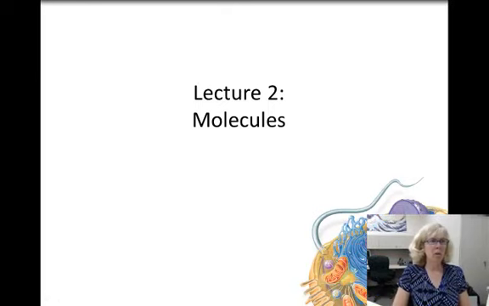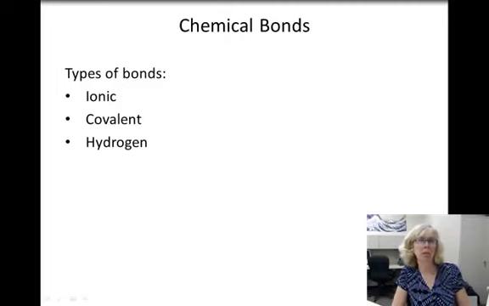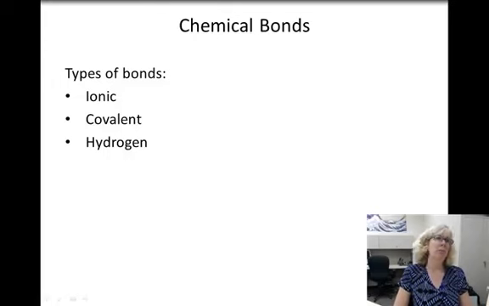Hey everyone, welcome to Lecture 2. Now that you've got a basic background in elements, let's put some of these elements together to make compounds and molecules. There are three bond types that are important in our class: ionic bonds, covalent bonds, and hydrogen bonds.